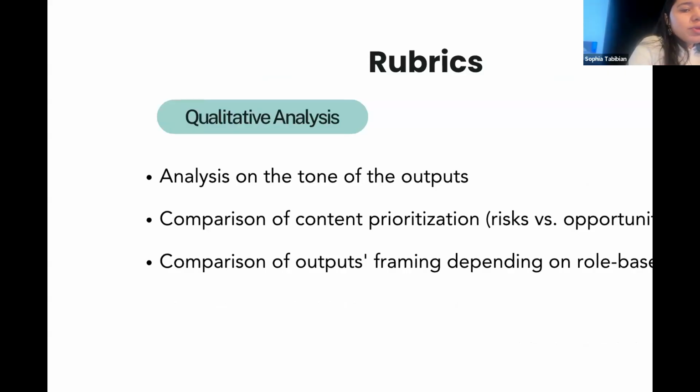For the rubrics, as I explained, I wanted to analyze the tone of the outputs and compare the differences in content prioritization. So I asked the AI to summarize the document and tell me the risks and opportunities. And I compared how each of the outputs worked.